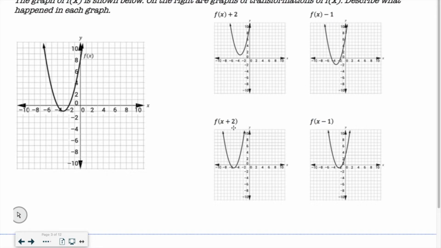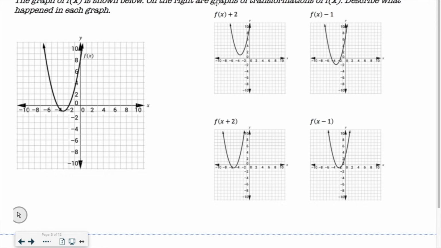However, look to see the difference here. They added a number inside the parentheses, so that's actually making it shift to the left or to the right. So remember, adding goes with L, so that means it's going to the left, too. So it was at -3, over to the left 2, now it's at negative 5. So then over here, we are subtracting 1. Well, subtraction goes with right. So instead of it being at negative 3, now it's shifted over 1 to negative 2.